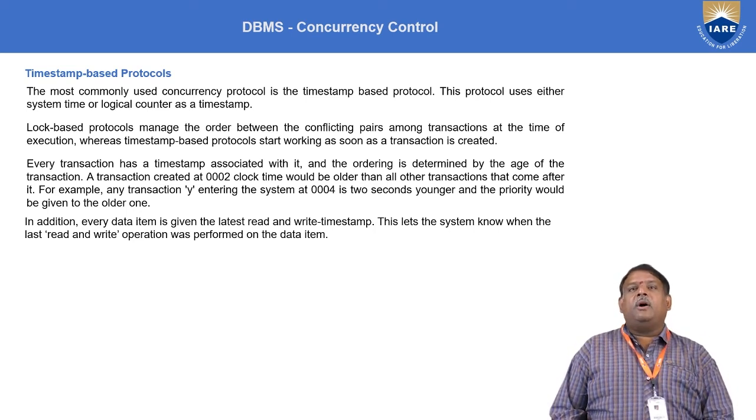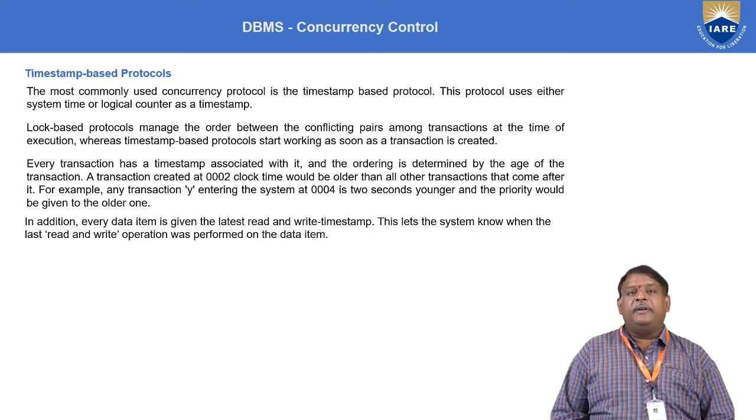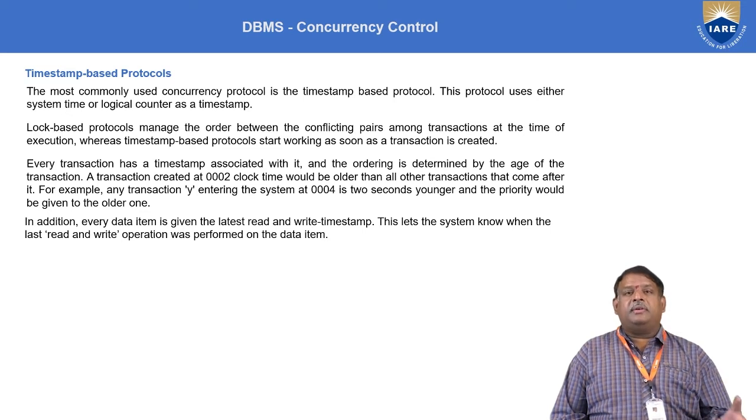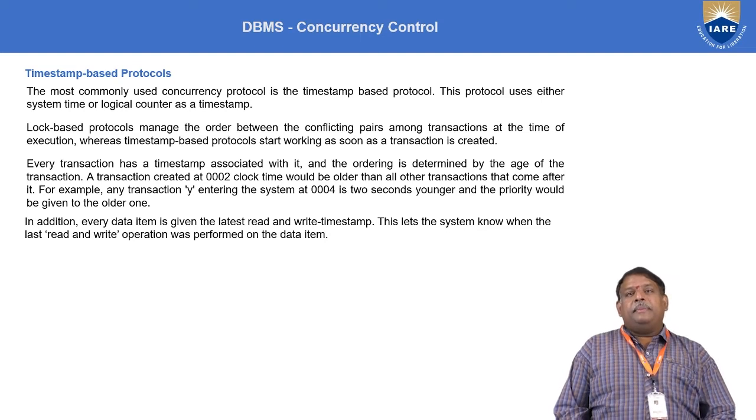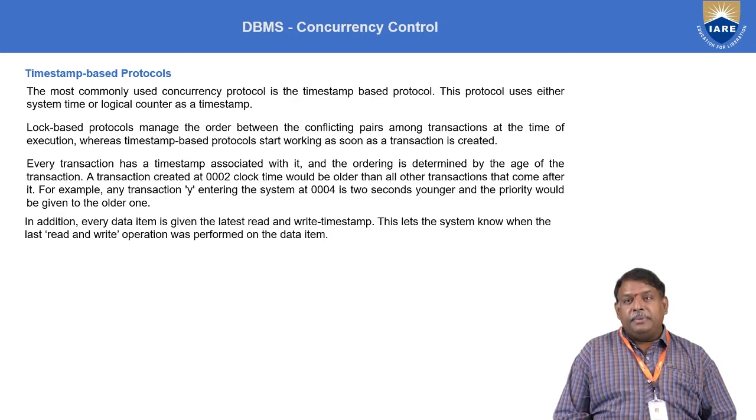Lock-based protocol manages the order between the conflicting pairs among transactions at the time of execution, whereas timestamp-based protocols start working as soon as a transaction is created. Every transaction has a timestamp associated with it, so whenever you start a transaction, it has a definite timestamp. The ordering is determined by the age of the transaction. Here, this is important.